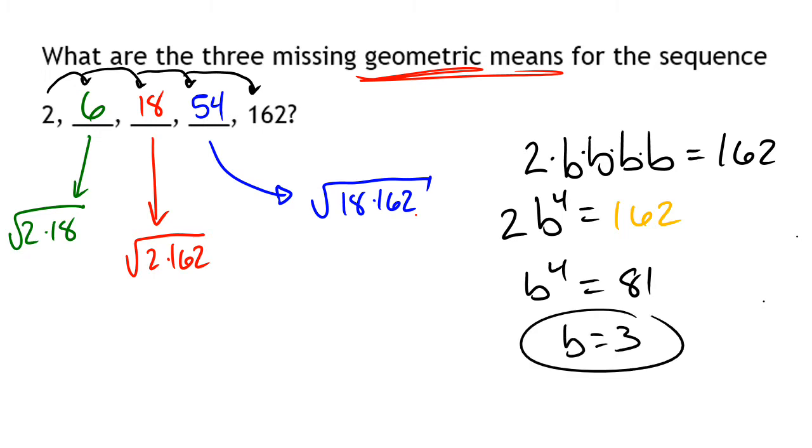Now, why that's useful is if I take the first term, 2, and I multiply that by 3, I get 6. And if I take 6 and multiply that by 3, I get 18. And if I take 18 and multiply by 3, I get 54. And finally, 54 times 3 is 162. So that was using both the geometric mean and thinking about what it means to have a geometric sequence.